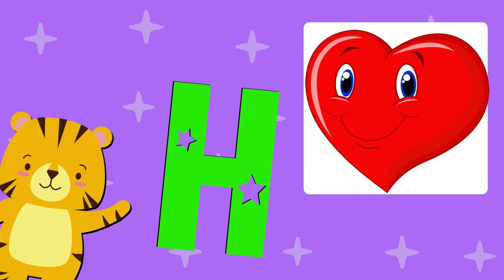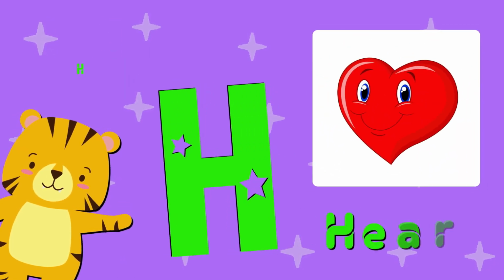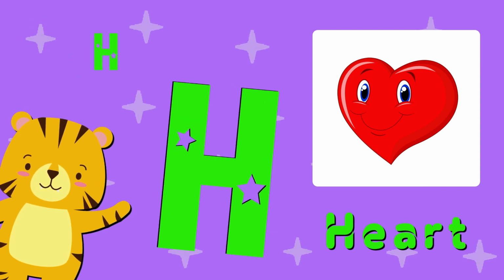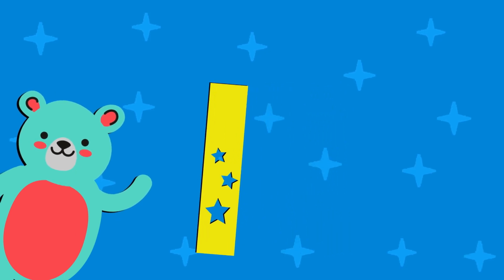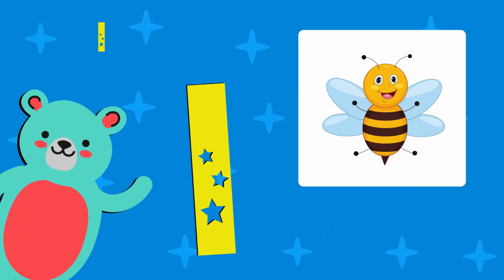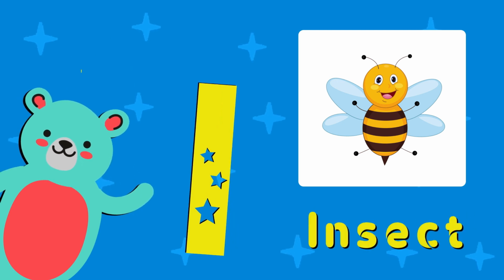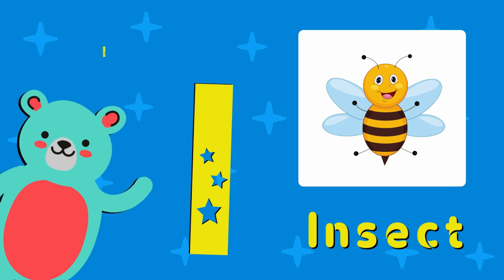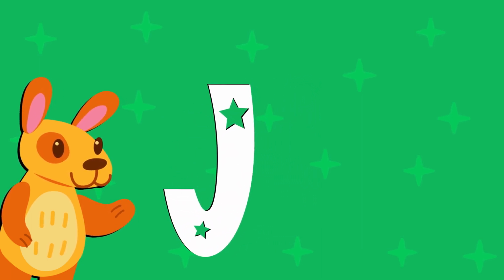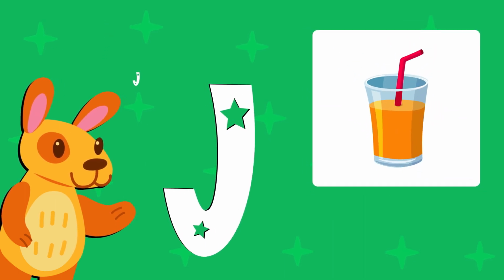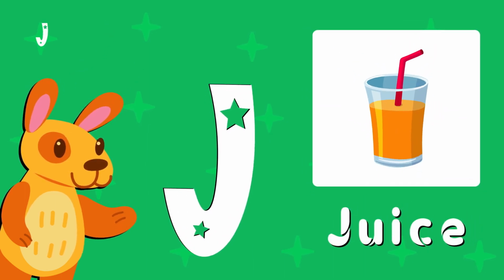H. Heart. H is for heart. I. Insect. I is for insect. J. Juice. J is for juice.